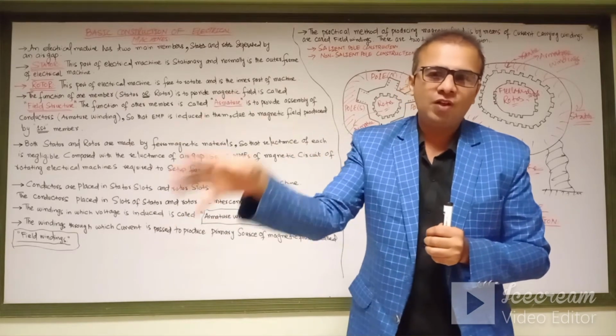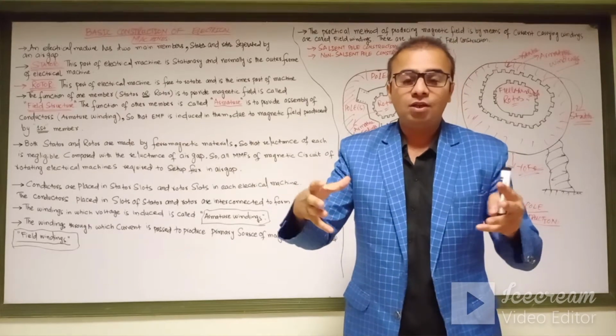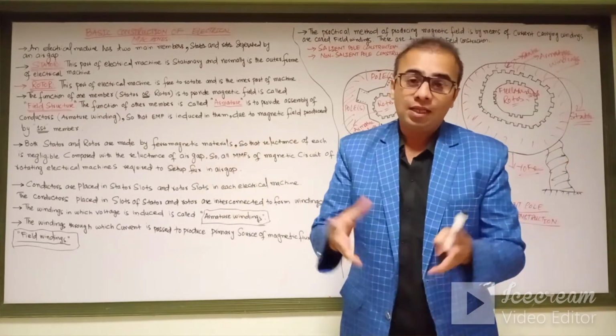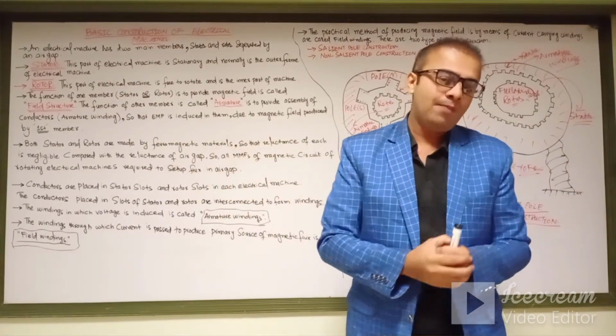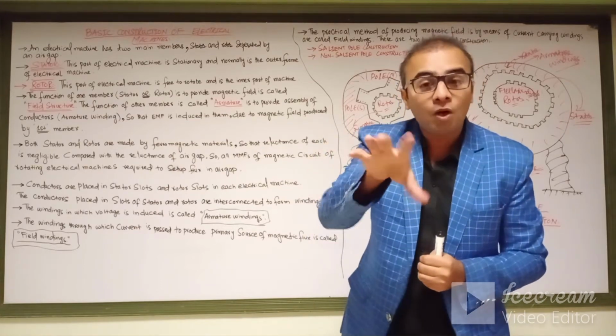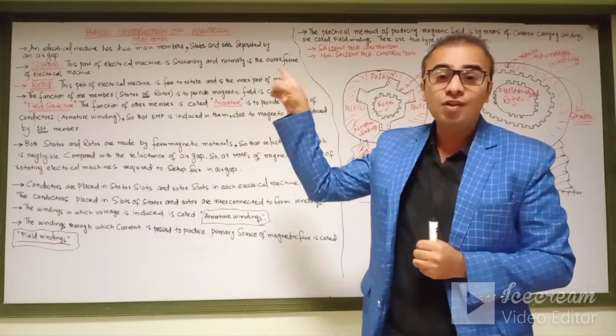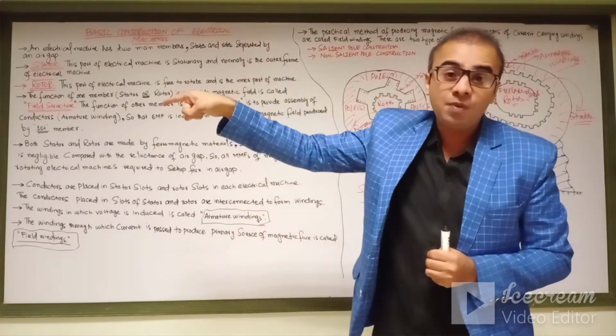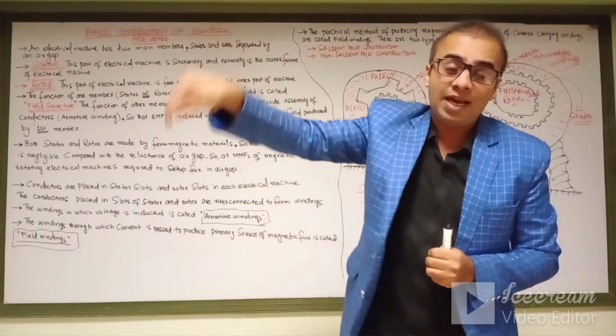And the function of the armature winding: if you are using a group of conductors, then that will be called the armature winding. The function of the armature winding is that EMF is induced in them because of the lines of cuts of the flux from the first member, in which the magnetism has been produced.